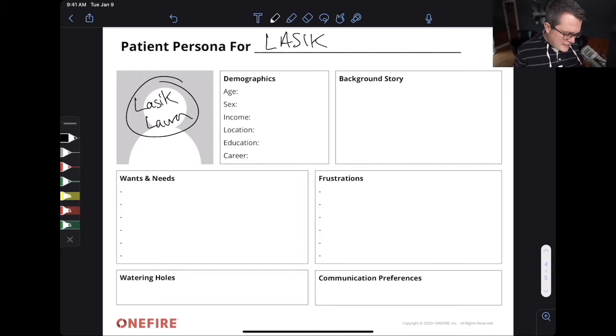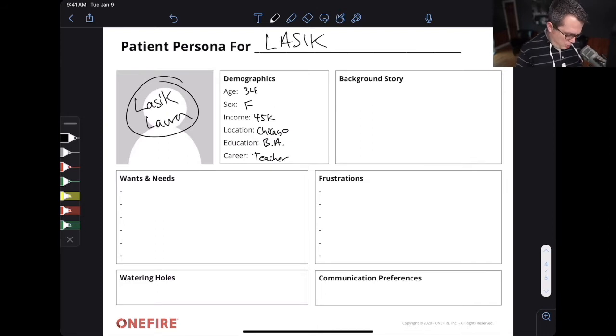So if we start looking at demographics, one of the important things about a persona is kind of understanding the typical age range and those stereotypical marketing demographic details. It's important to put those in here. So I'm going to go ahead and put in the age. Laura is 34. She's female. She makes $45,000 a year. She is in Chicago. She has her bachelor's degree, and she is a school teacher.